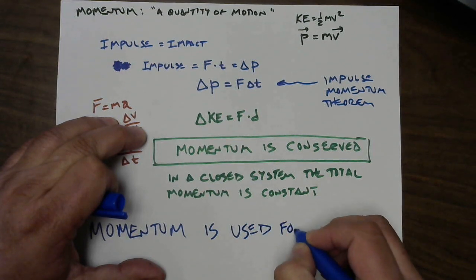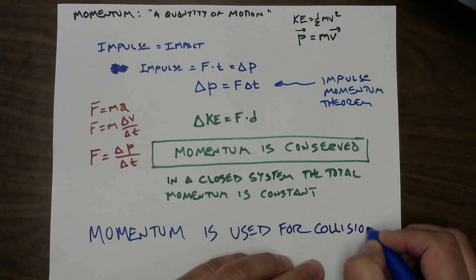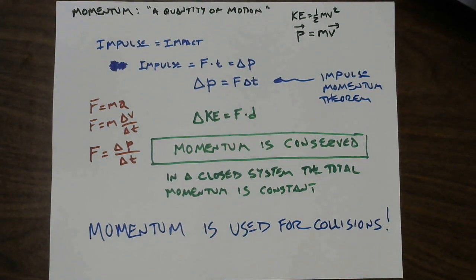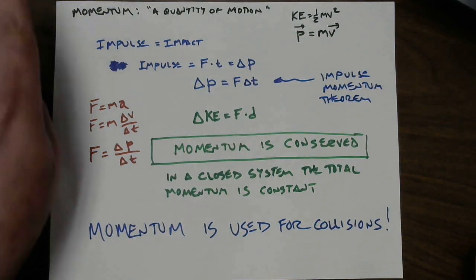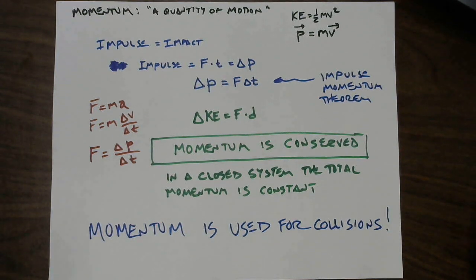Whenever you see two things banging into each other, you just know that momentum is going to be your dog. And the reason for that is that momentum is conserved all the time in collisions, but kinetic energy is not always conserved in collisions. Let's think about a car crash for a second.